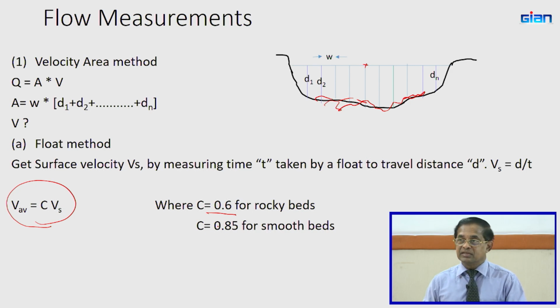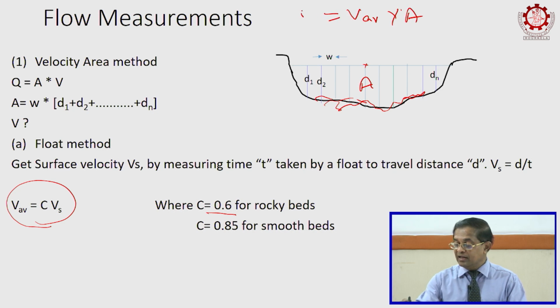These are from experiments. Hydrologists have done experiments and they have come up with these numbers. So where you measure the surface speed, multiply by one of these numbers depending upon the nature of the bottom of your river, and calculate the average speed, V average. Now you have calculated the total area of the cross section at that location, and V times A will be your Q on that day, the day you visited the place.